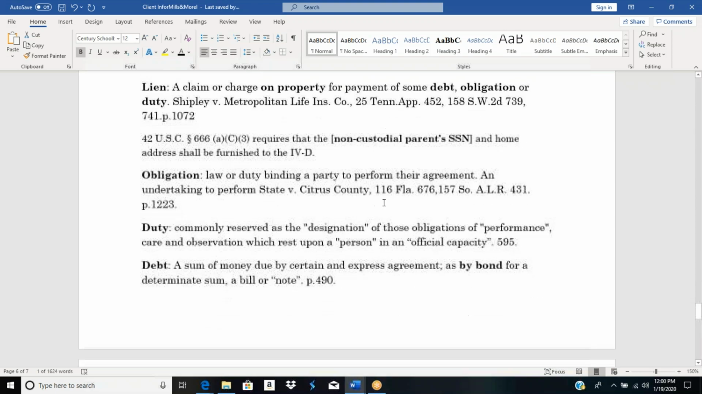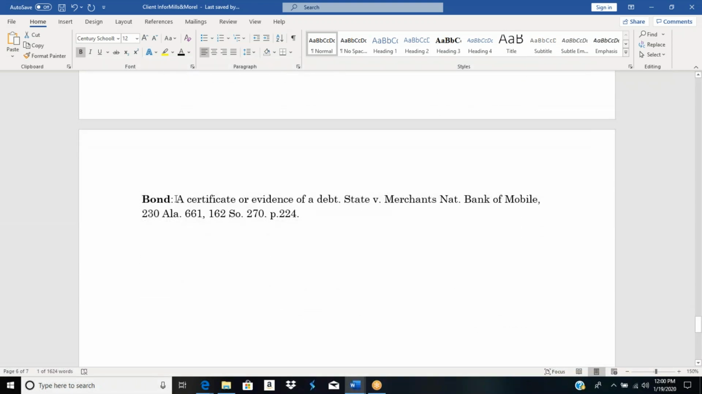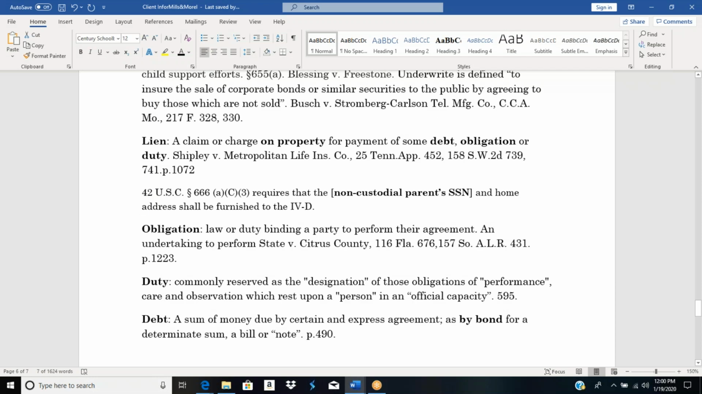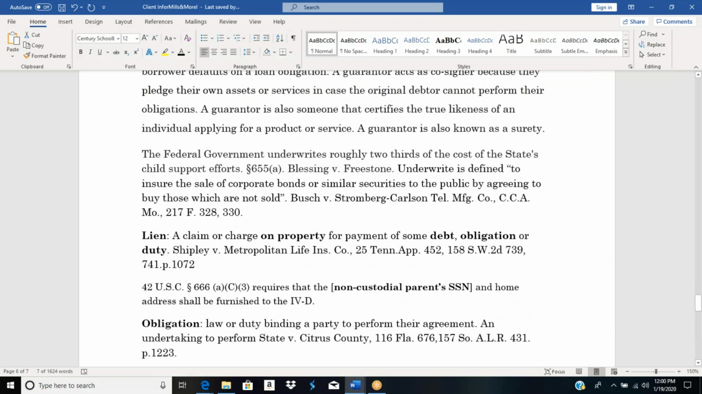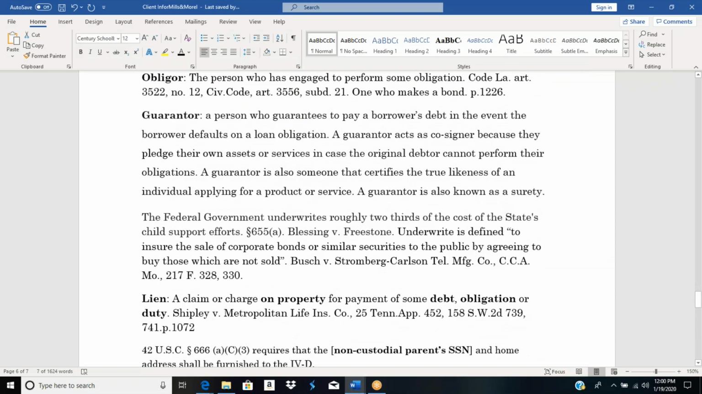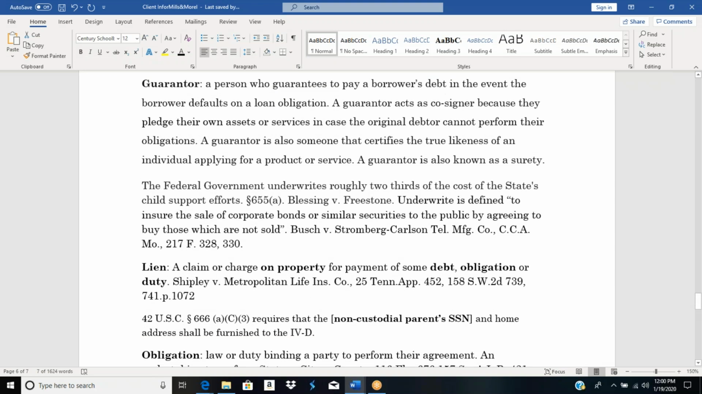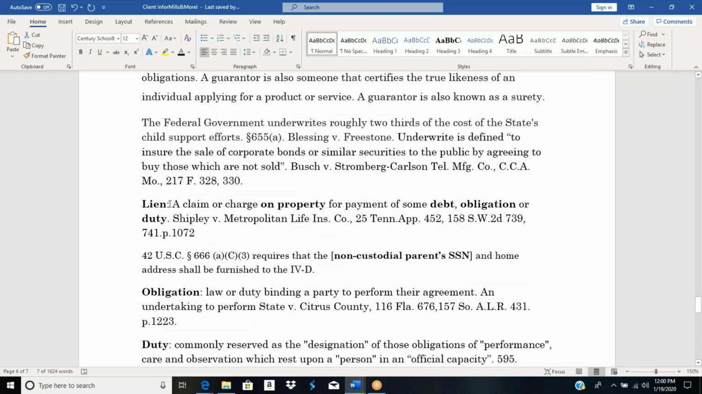Okay, what is a bond? I think I got it over here. Look, bond, a certificate or evidence of debt. Where did that debt come from? Is what you want to be asking. All right, so if the federal government is underwriting these corporate bonds, and a bond is a debt, then what is it? It turned into a lien, a claim or charge on property for payment of some debt, obligation, or duty.